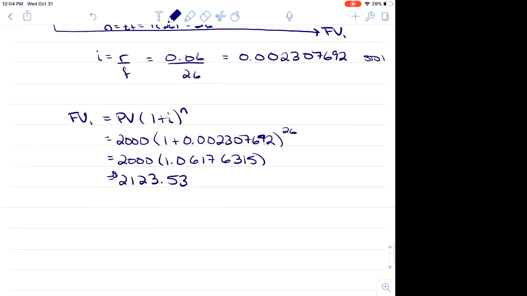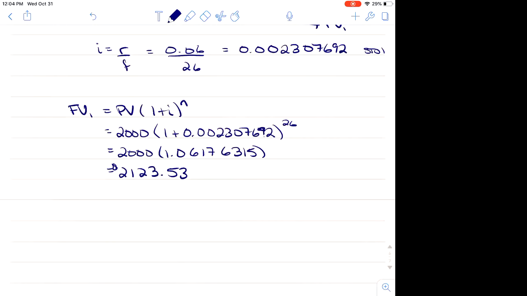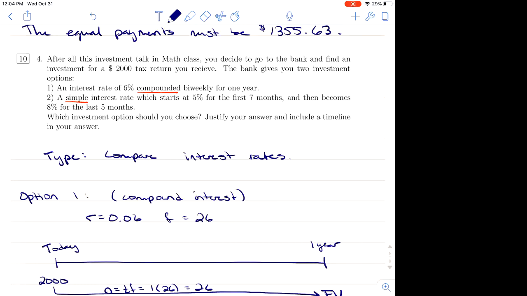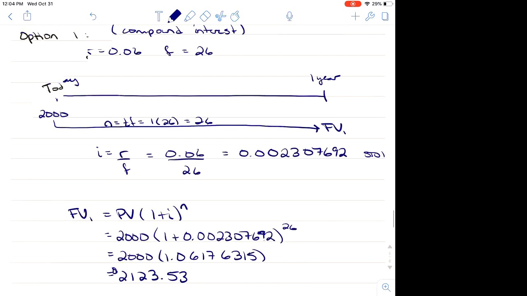Okay, so now let's look at option 2. Option number 2, remember, is simple interest. Okay? And we've got a changing interest rate, which we know how to deal with, right? But we've got a simple interest, which starts at 5% for the first 7 months and then becomes 8% for the last 5 months. Okay? So we've got simple interest.